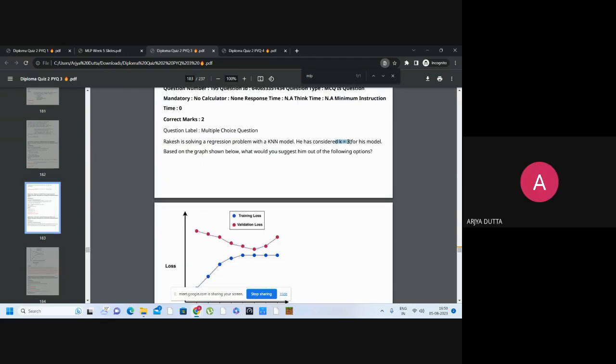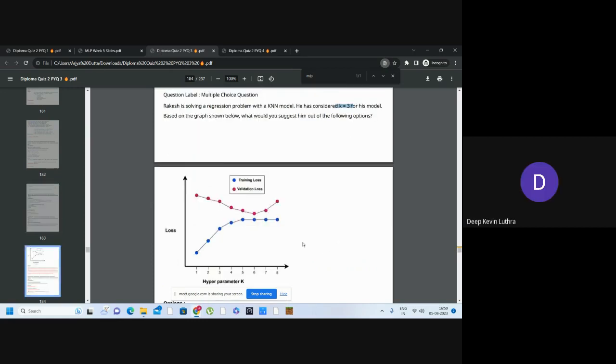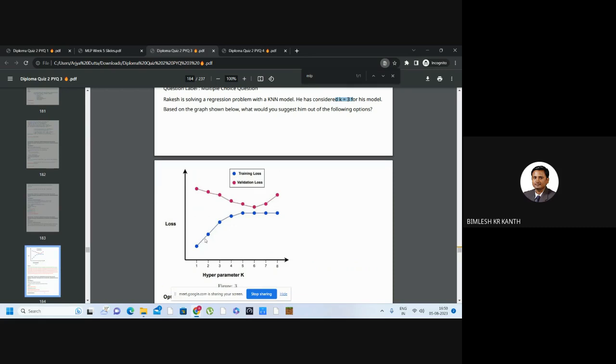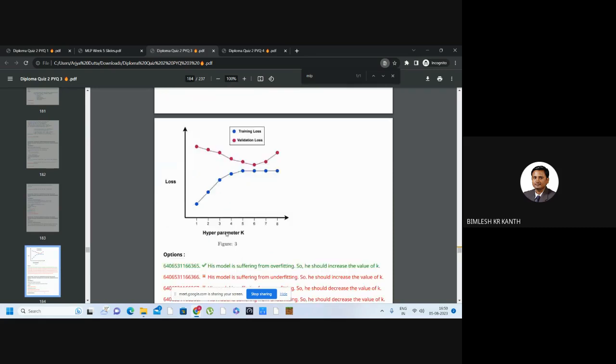Yeah, value 3. Slow down, okay? The training error is low at k equal to 3. See the question, he is using k equal to 3. At k equal to 3, the training error is low, but the validation error is high. Training error is low, so it is overfitted. Overfitting, okay. If the training error is low, then it should be overfitted. Yeah, basically it's overfitting on the training data. It's not able to generalize well on the validation data.